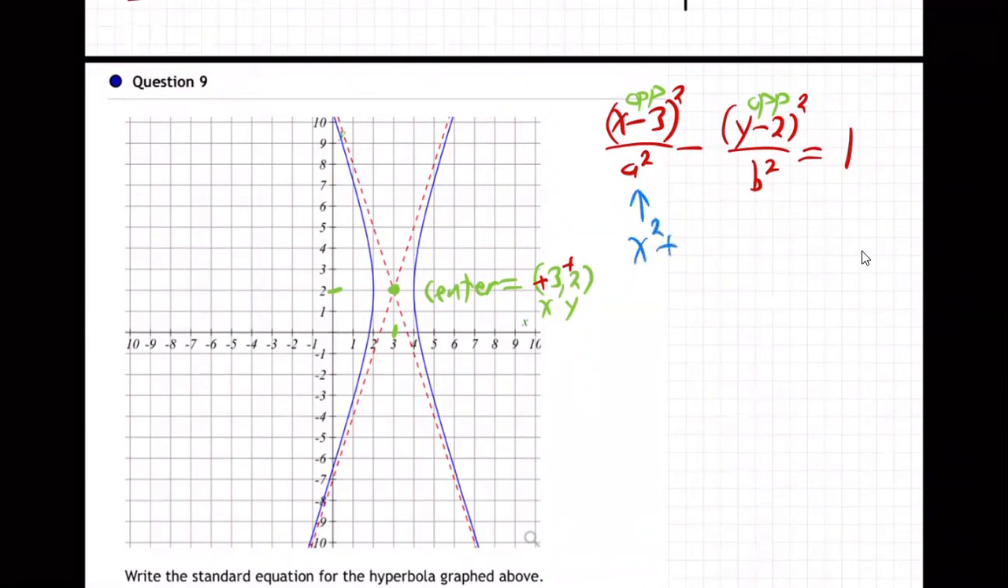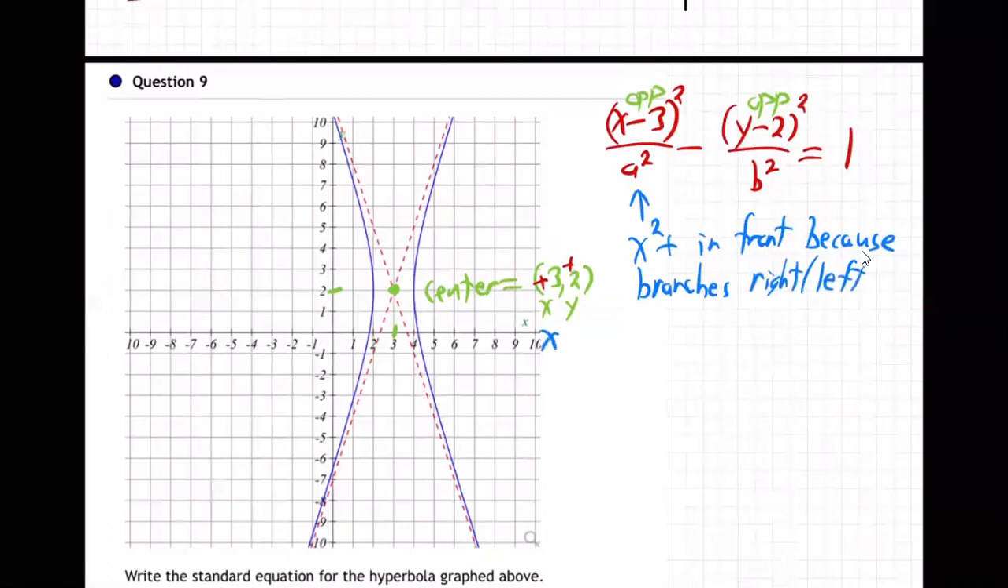So x squared is positive in the front because the branches, at least the ones I got, are right, left branches, which is an x kind of thing, right? The x-axis goes right and left, so x should be in the front. That makes sense. Okay, got it. Now, how am I going to find the a and the b? How do I find the a and the b?